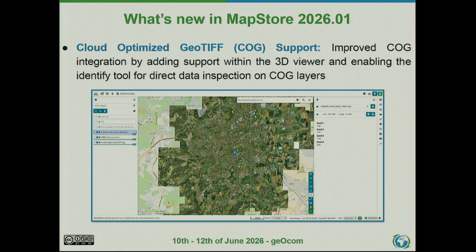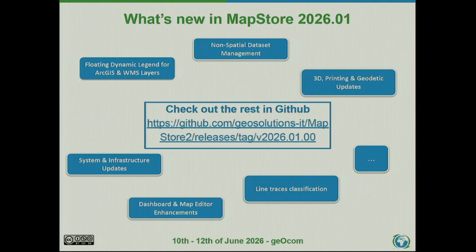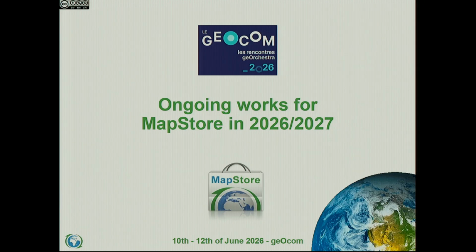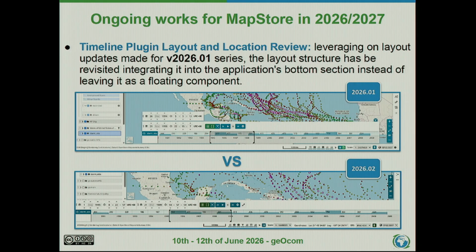Further customization for cloud optimized GeoTIFF, making them support also the 3D mode, with identify functions now available. And many other things, like classification capabilities for line traces, the ability to open the map editor directly from a map widget in a dashboard, and many other things, of course, including library updates and so on. So let's see finally, very quickly, the ongoing work we are expecting for 2026 and 2027.